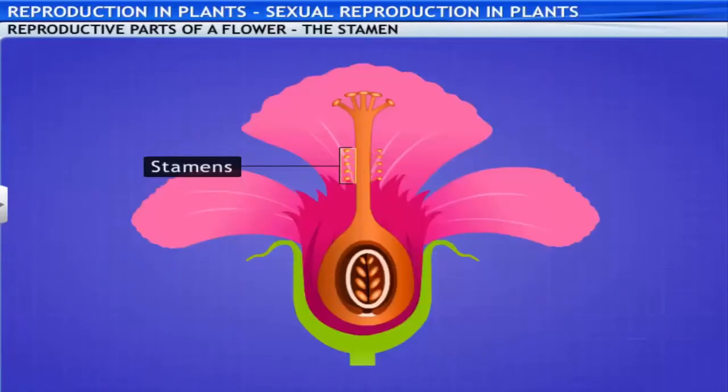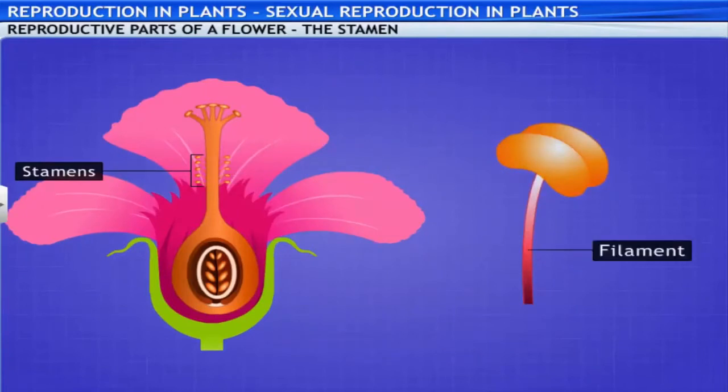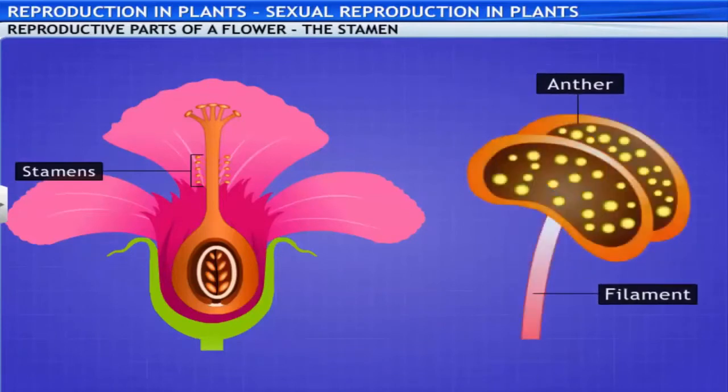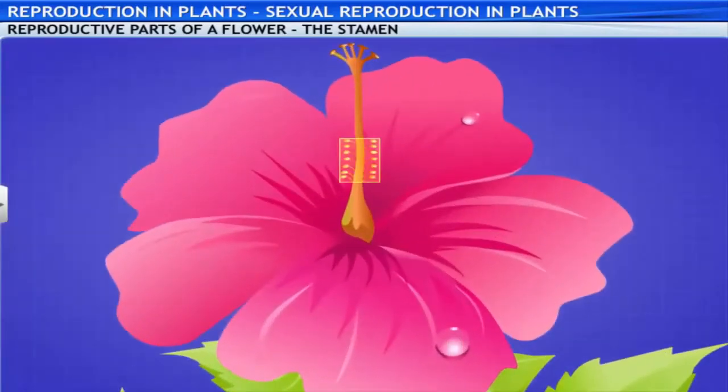This is the stamen, the male reproductive part of a flower. Each stamen consists of a long filament that bears two knob-like anthers at its tip. The anther contains pollen sacs, which produce pollen grains. These are yellow powdery particles containing the male gametes or the male reproductive cells. Flowers have either 3 or 5 or multiples of 3 or 5 stamens.